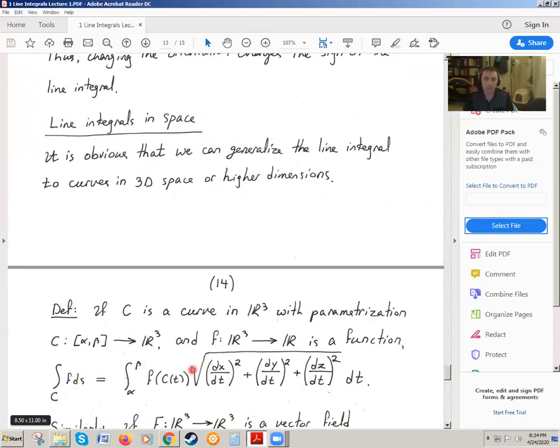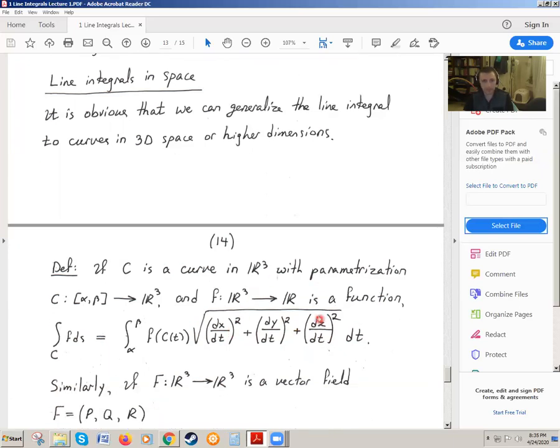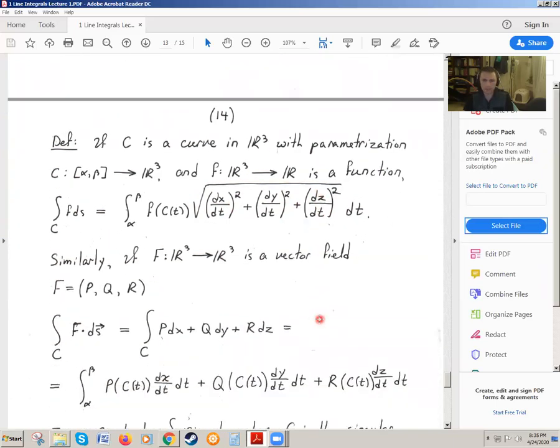So clearly, I still do exactly the same thing. I have areas of rectangles where the altitude of the rectangle is described by this f of x, y, z, and the width of the rectangle is described by ds. When I express what this ds is in terms of the xyz coordinate system, I get the root of dx dt squared plus dy dt squared plus dz dt squared. That's just, again, the Pythagorean theorem extended to R3. So it's a very similar thing.